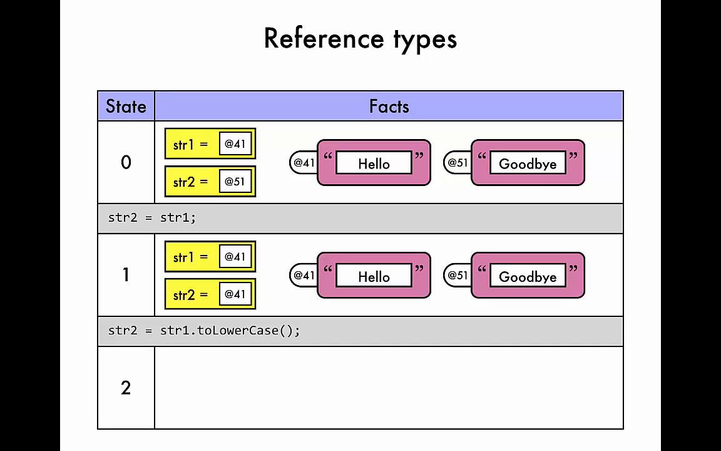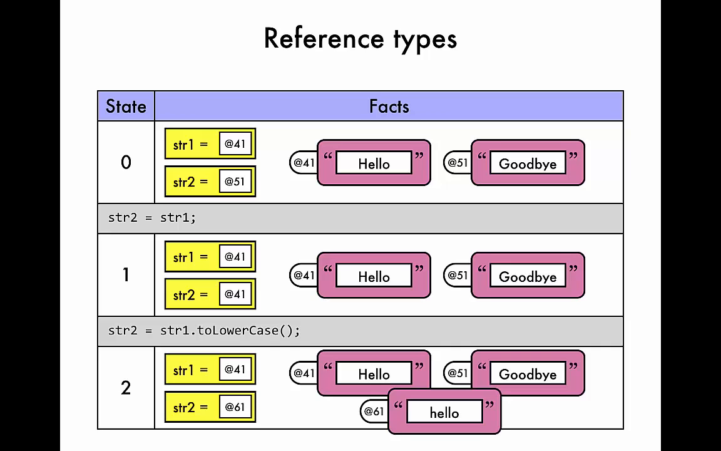The answer is, we get something like this. A new object hello with all lowercase letters is created, and it's assigned to string 2. Remember that assignment changes the reference value, so string 2 gets the address of the newly created string object. String 1 still points to the string hello with a capital H. Nothing points to the string goodbye, so it'll eventually be garbage collected.